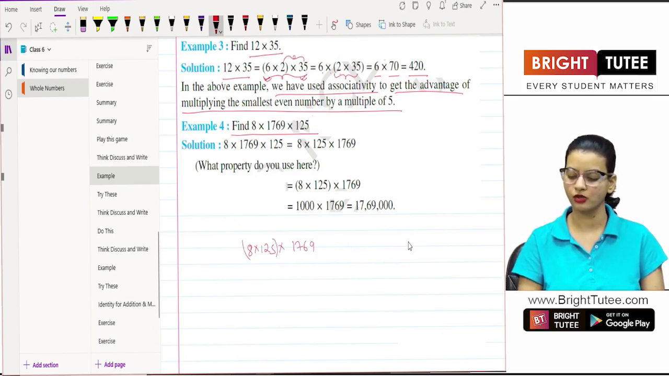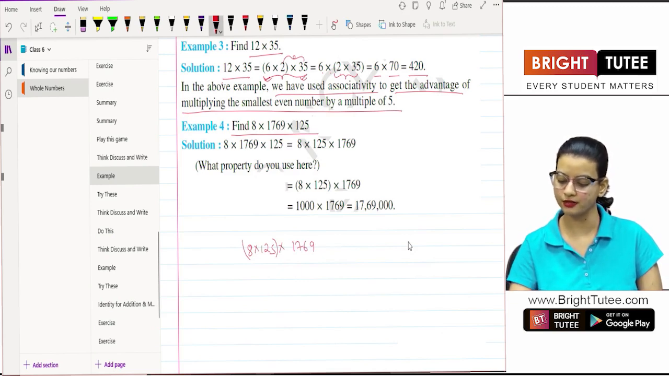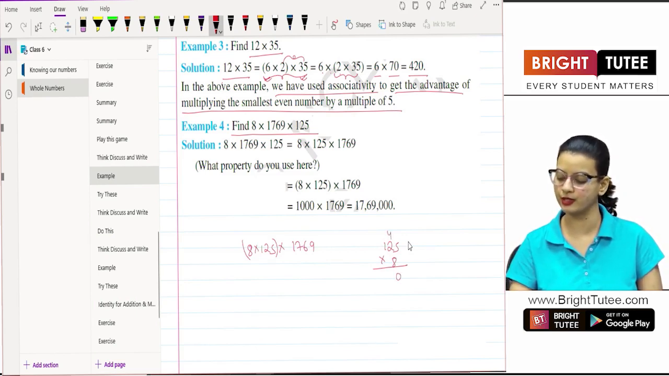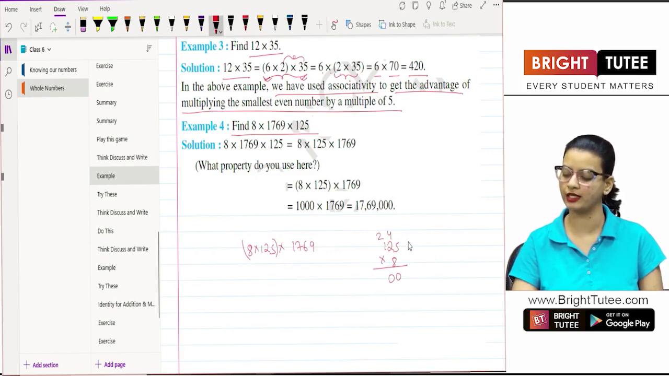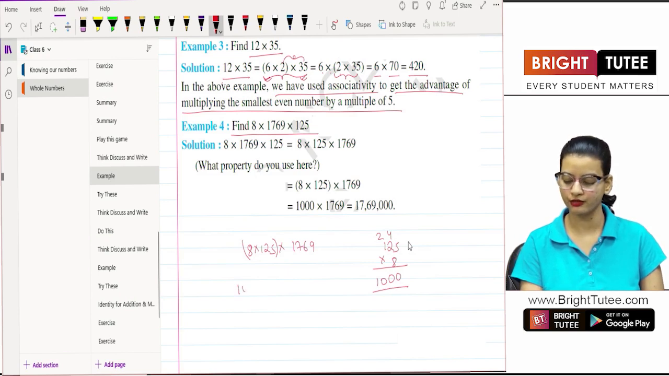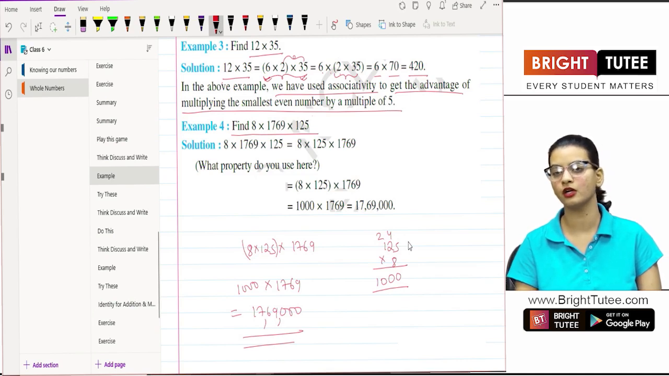okay. So, we have got 125 into 8. Now, let's calculate this. 8 into 5 is 40, so 0 carry over 4. 8 into 2 is 16 and 16 plus 4 is 20, so 0 carry over 2. And 8 into 1 is 8 plus 2 is 10. So, we have got 1000. We simply have 1000 into 1769. This means 1769 and then 3 zeros. So, this is what the answer is, and we got this answer quite easily.